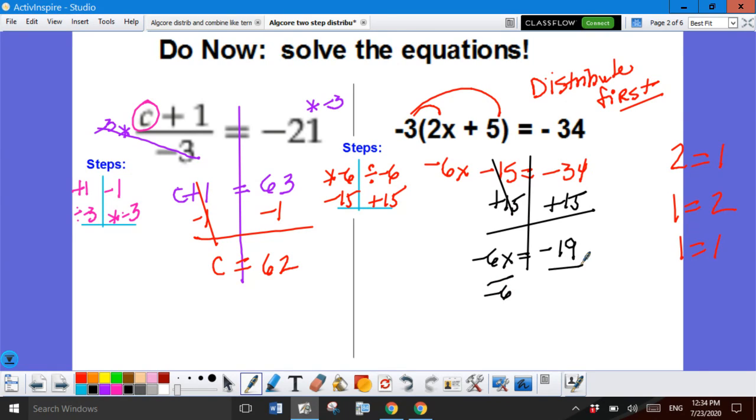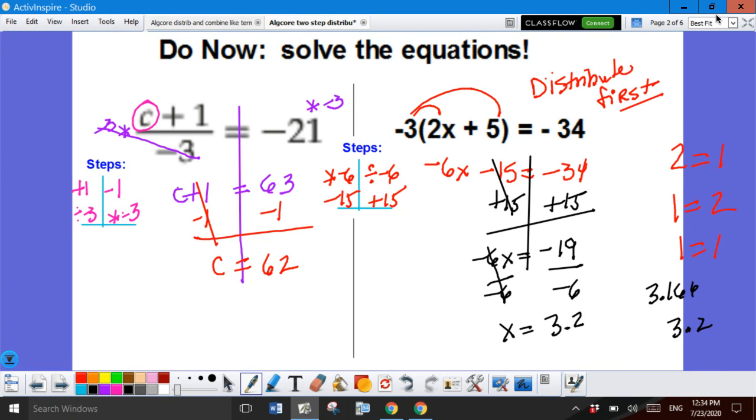We crossed out, we dropped down, cross out. Okay, now this is a fraction, okay? 19 divided by 6, that doesn't come out even. 19 divided by 6 is 3.2 or 3.1666, okay? We can round that to 3.2. So this could be 3.2.